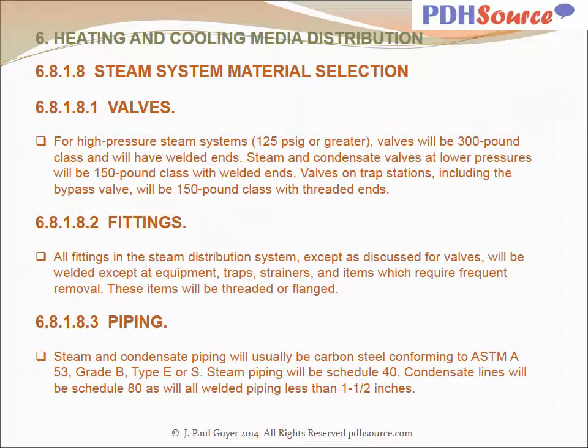All fittings in the steam distribution system, except as discussed for valves, will be welded except at equipment, traps, strainers, and items which require frequent removal. These items will be threaded or flanged. Steam and condensate piping will usually be carbon steel conforming to ASTM A53 grade B, type E or S. Steam piping will be schedule 40. Condensate lines will be schedule 80, as will all welded piping less than 1.5 inches.